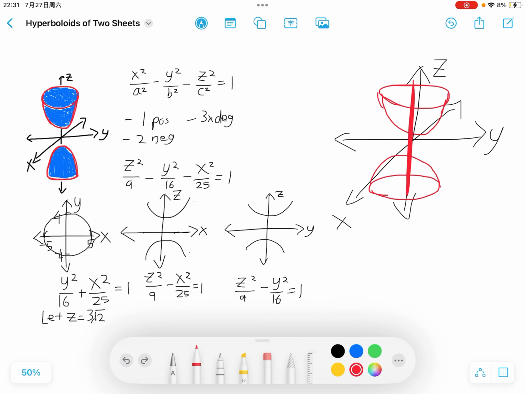Just imagine that this axis is an axis of symmetry. So that's an example of how we graph hyperboloids of two sheets. Just pay attention to the direction the hyperbolas are facing. So thank you for watching.